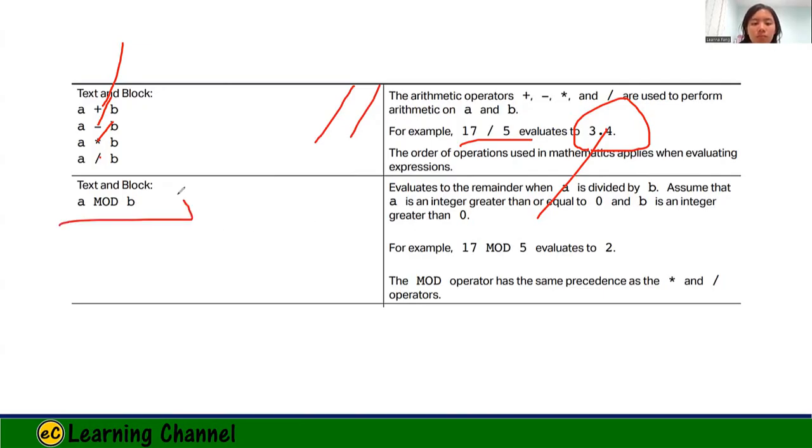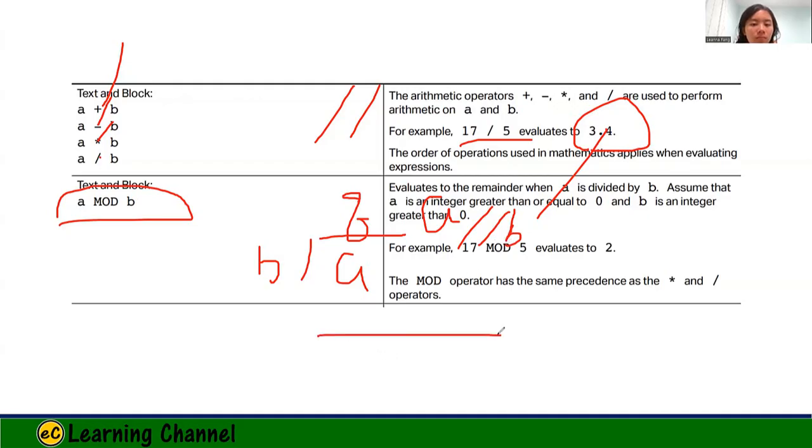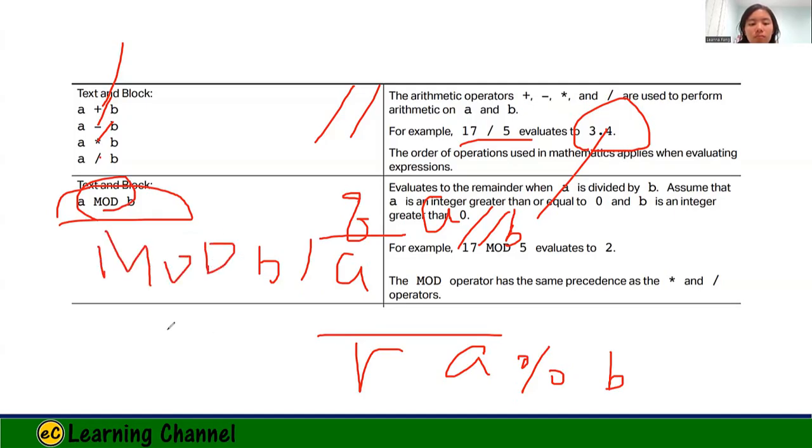Mod would take the remainder. So if you have A mod B, the quotient Q will be A divided by B, where double slash is integer division. And then the remainder R is A modulo B, or A mod B. In pseudocode, it uses mod instead of percentage. Percentage is for Python.